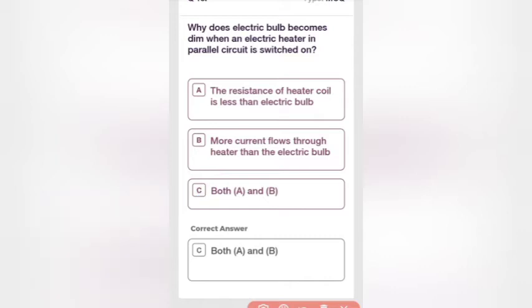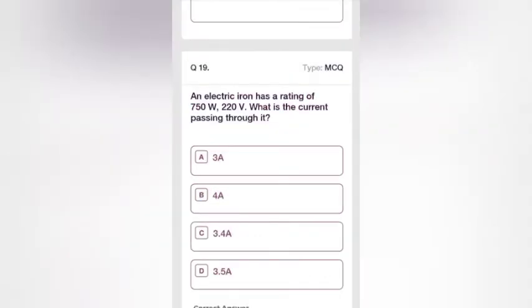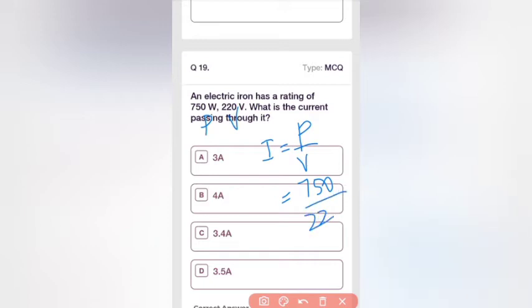An electric iron has a rating of 750 watt 220 volt. What is the current passing through it? So here we are given with the power as well as the voltage. We need to find the current. How to find current? Current is equal to power by voltage. So that is equal to 750 divided by 220. If you divide, you will get 3.4 amps. Option C is the correct answer.